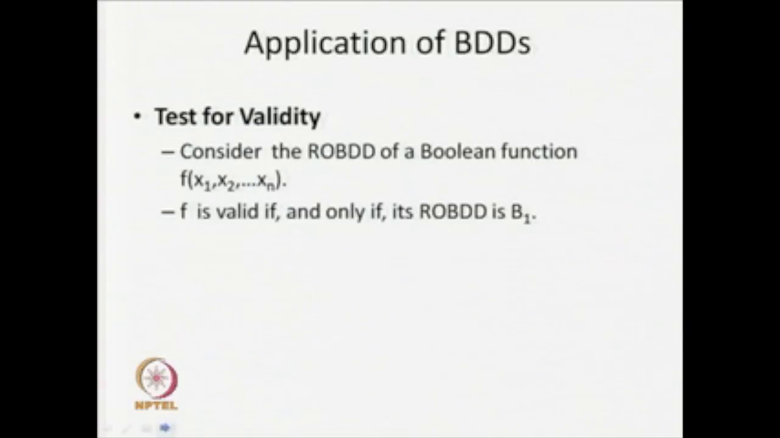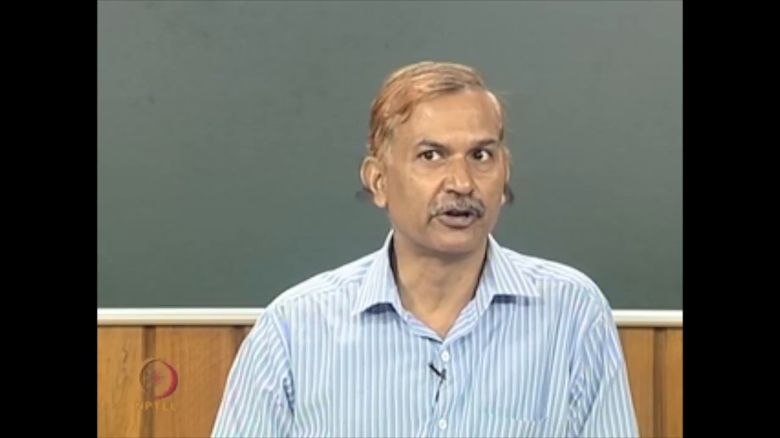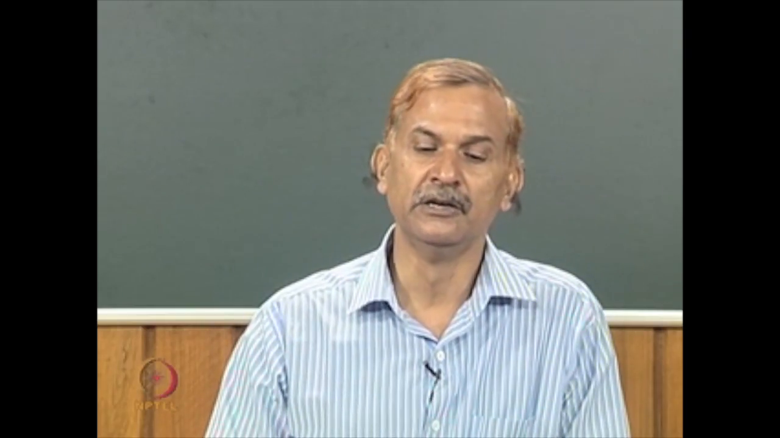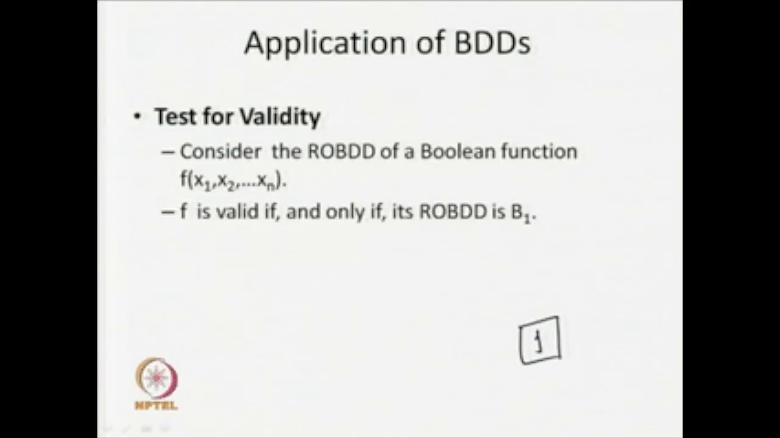Similarly, we can test for validity. We know that a Boolean function is valid if, for all valuations of its variables, it evaluates to 1. So in this case, if we construct a BDD and it is B1, then we can always say that it is a valid function. Basically, if the BDD is only a terminal node, then this is your BDD B1.